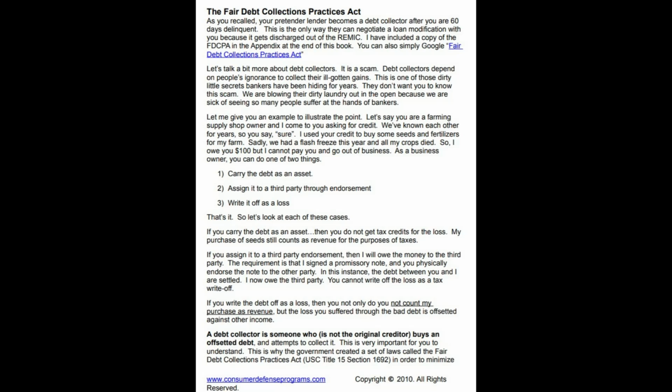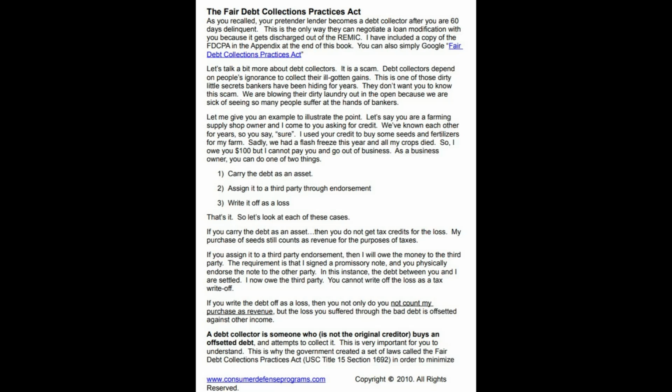So let's talk a little bit more about debt collectors. It is a scam. Debt collectors depend on people's ignorance to collect their ill-gotten gains. This is one of the dirty little secrets that bankers have been hiding for years. They don't want you to know about this scam. We are blowing their dirty laundry out in the open because we are sick of seeing so many people suffer at the hands of bankers. And they are pretty greedy. You know what I'm saying? And it is disgusting how they kick elderly people out. I mean, it's kind of funny, but at the same time, it's grimy. You know what I'm saying?